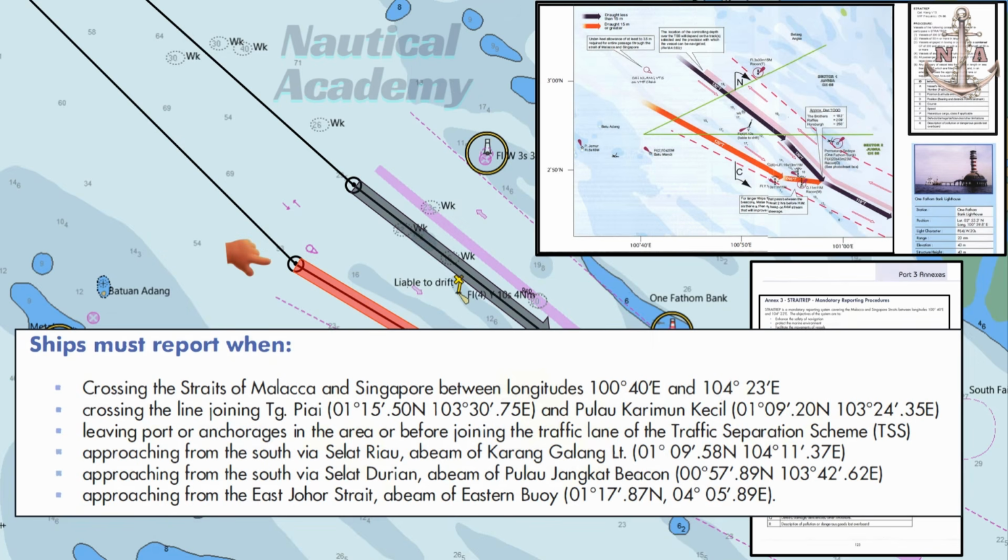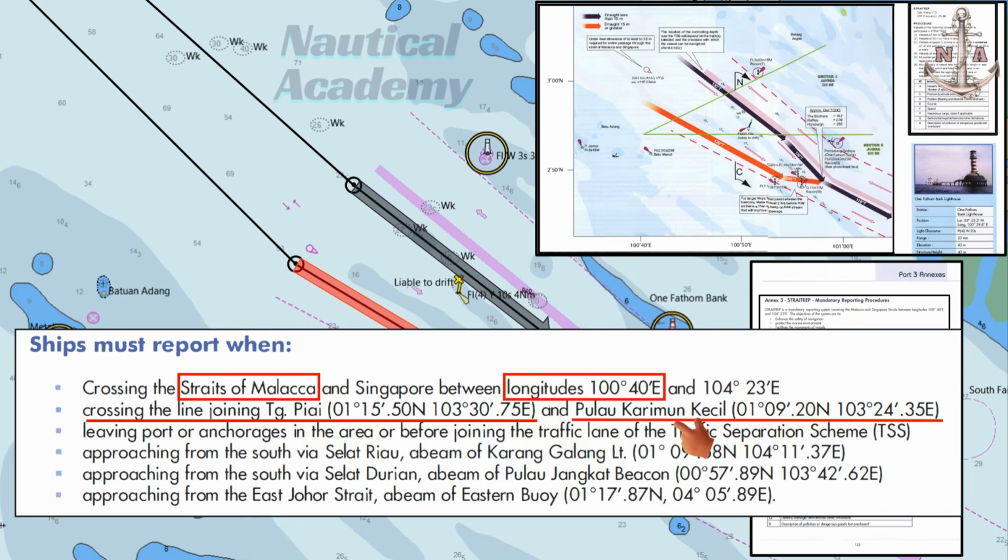Since we are eastbound, we will first transit the Strait of Malacca. The initial reporting point is when crossing longitude 100 degrees 40 minutes east. The next reporting point is when crossing the line joining Tanjung Piai and Pulau Karimun Kecil.